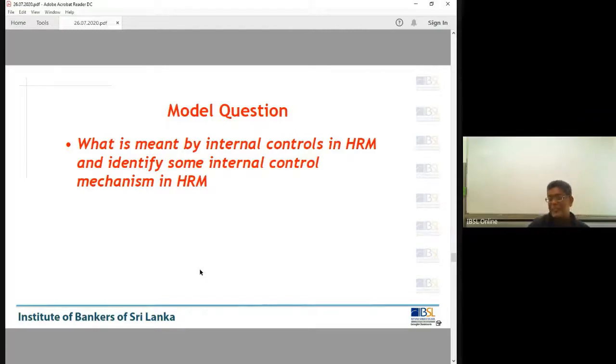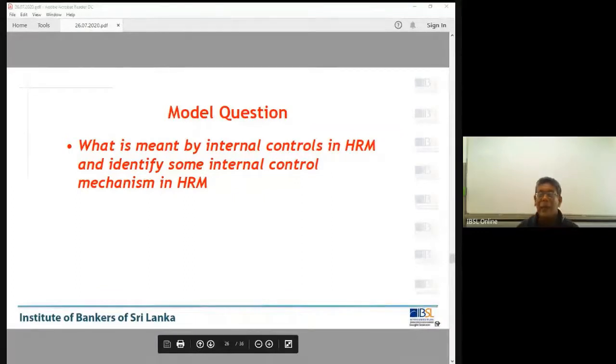Can anybody answer? I have already told you one HR activity, internal controls, segregation of duties. Okay, so let's try to get some answers from you. Are you okay? Now tell me, what sort of internal control systems are adopted by your bank as per the HR department for you? Can anybody tell me one internal control method used by your bank HR department?